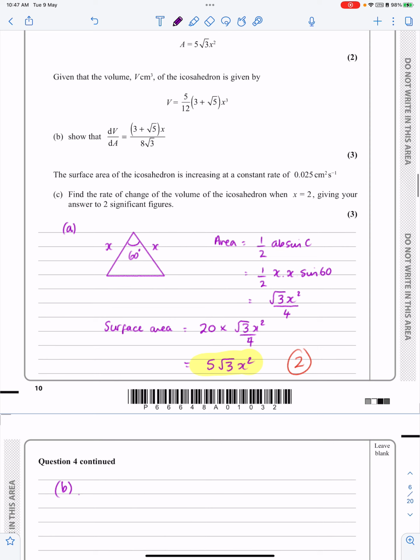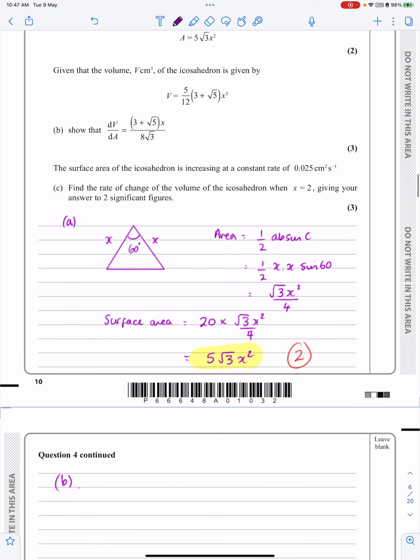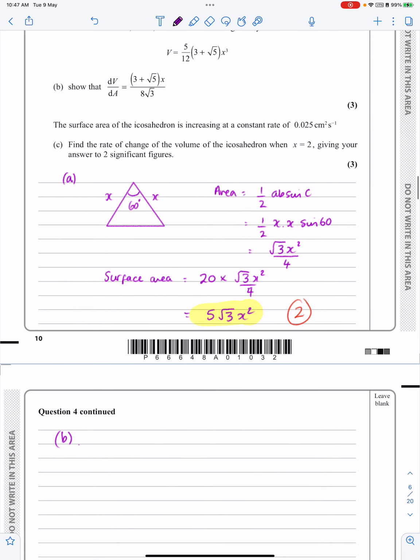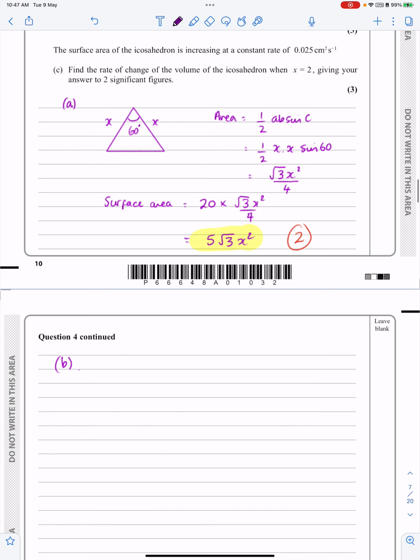So what's part B saying? Part B is saying, if I've got that the volume of this thing is whatever they're telling me, 5 over 12, 3 plus root 5 x cubed. If I've got V in terms of x, can I find dV by dA? So for my rates of change work, in this case, I'm looking for dV by dA. I can get dV by dx.